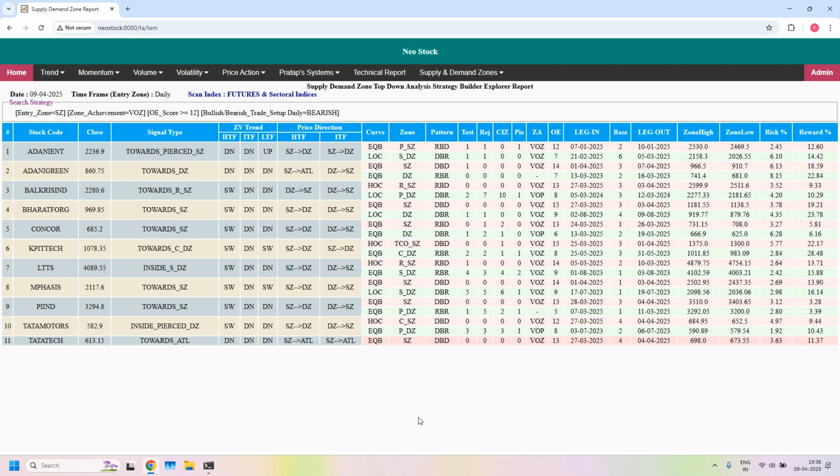Out of these 11 daily supply zones, how many are having even more high probability to get success? We need to identify those stocks.